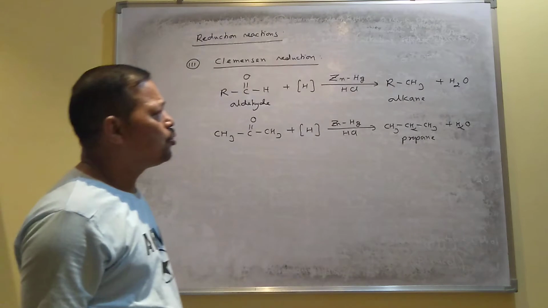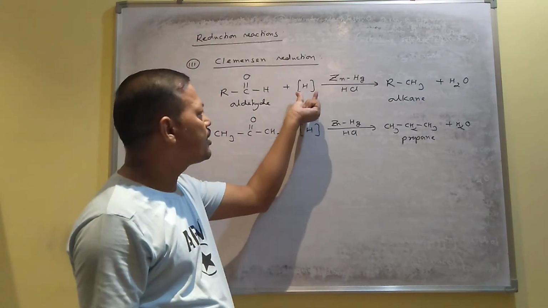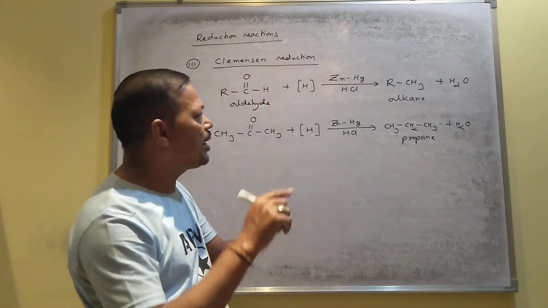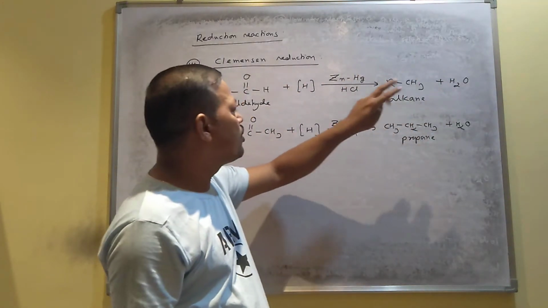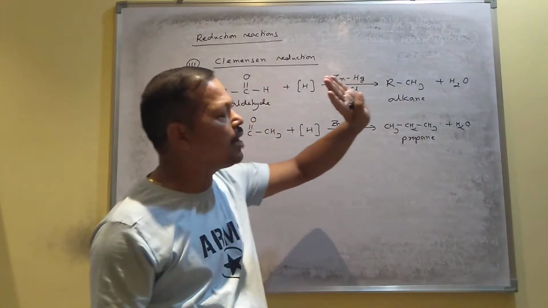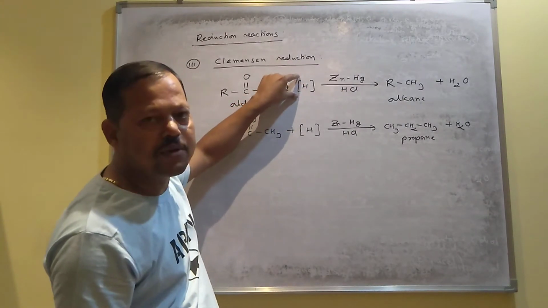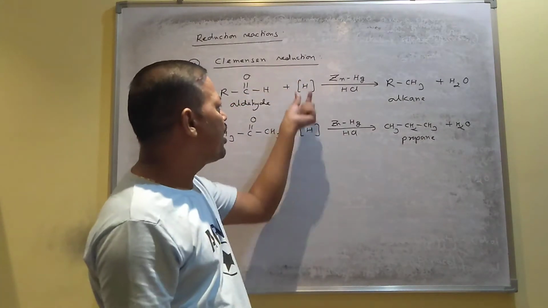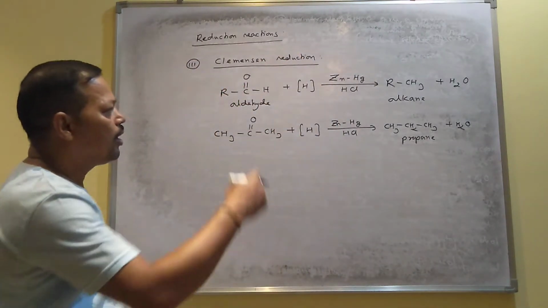And one thing you have to know, when you symbolize the reduction by writing square bracket H, then no need to balance the hydrogen. In product side we have added here 2 hydrogen, here 2 hydrogen, 4 hydrogen you have used. But when you write the hydrogen inside square bracket, no need to balance it. Available hydrogen are present here, so you can add as required.